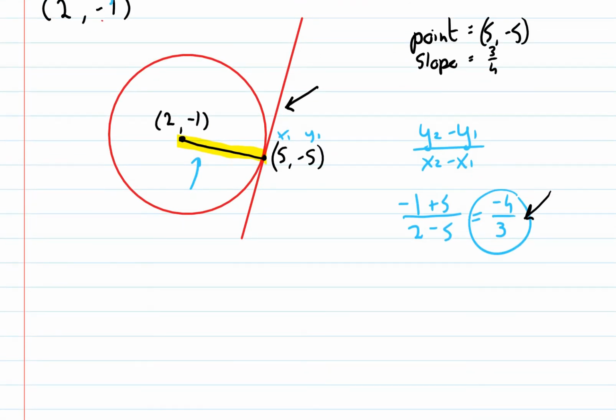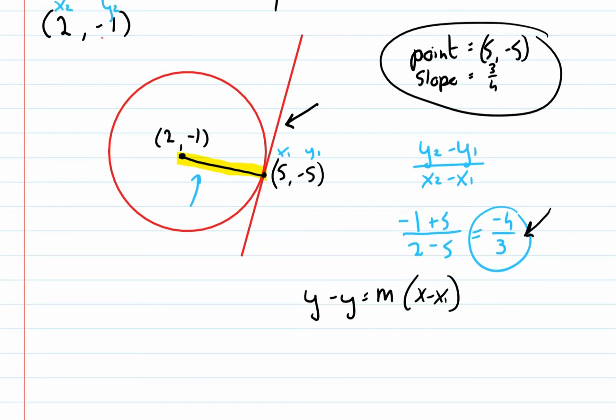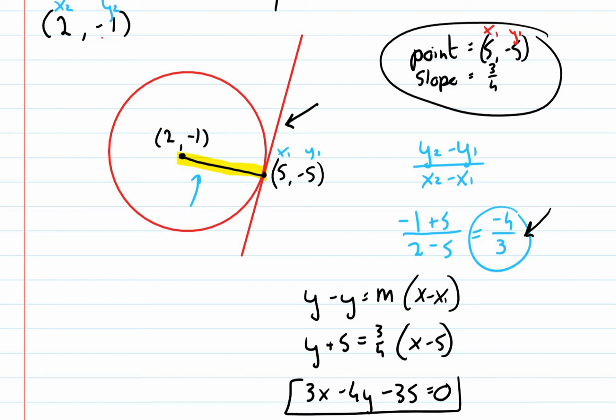Throw that information into the equation of a line formula, because the tangent is a line obviously. So y minus y1 equals m(x minus x1). This will be x1, this will be y1. So y minus minus 5, which is plus 5, equals the slope, which is 3 over 4, times x minus 5. And if we work that out, we will get at the end 3x minus 4y minus 35 equals 0. So there's the equation of that tangent.